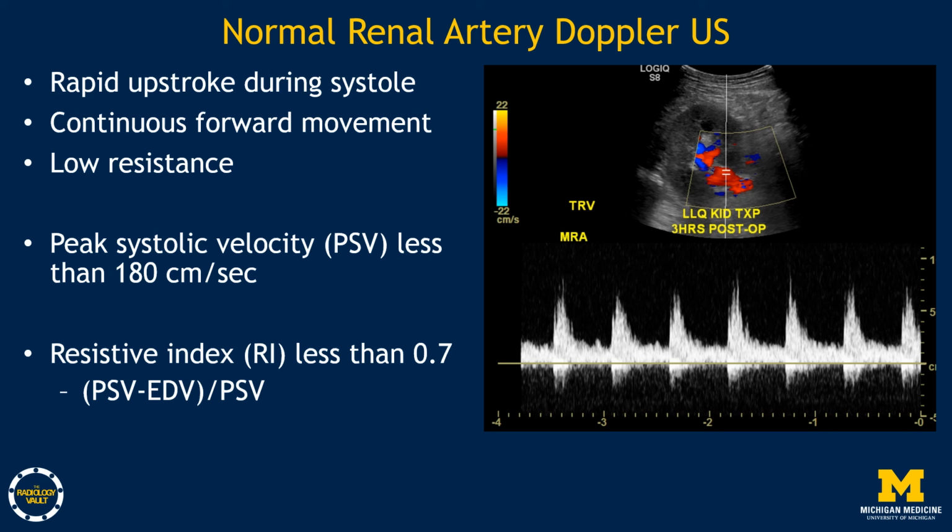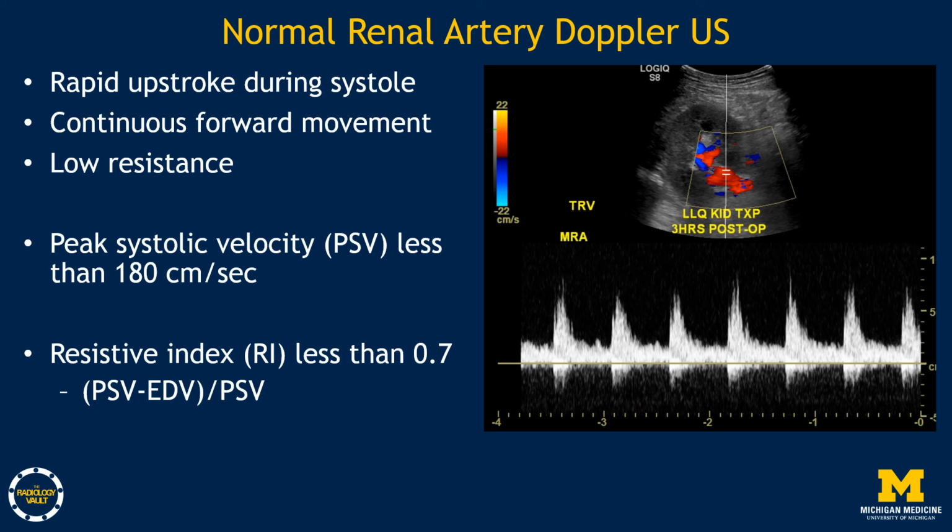On Doppler ultrasound, the normal transplant renal artery waveform should demonstrate a rapid upstroke during systole with continuous forward movement, and the waveform should be low resistance. The normal peak systolic velocity, or PSV, in a transplant renal artery is less than 180 centimeters per second.